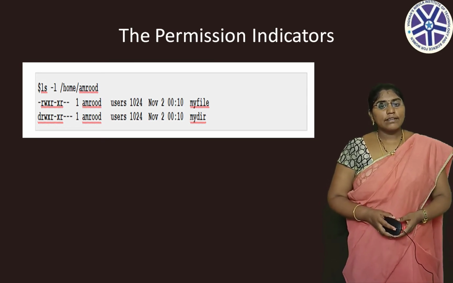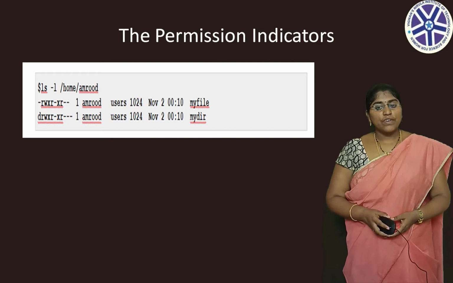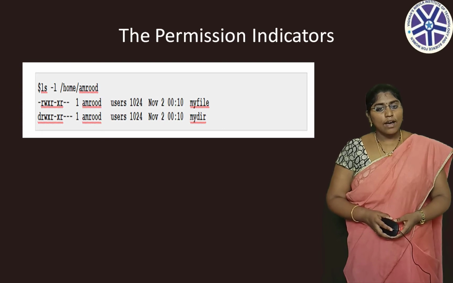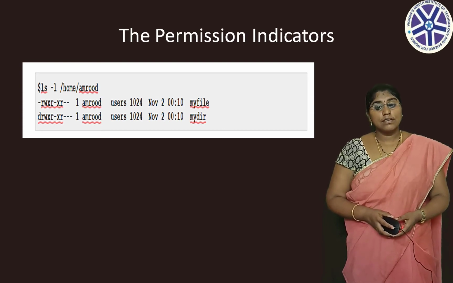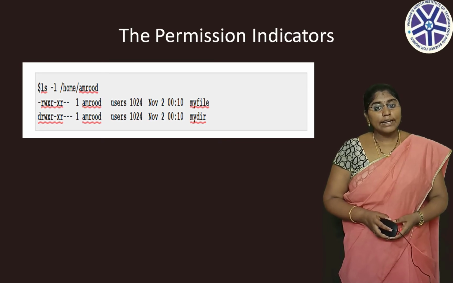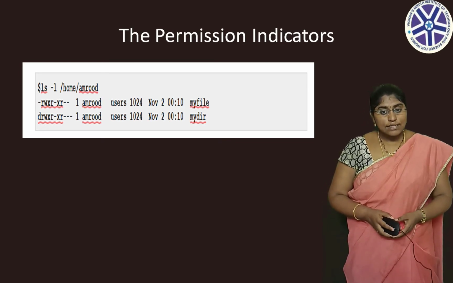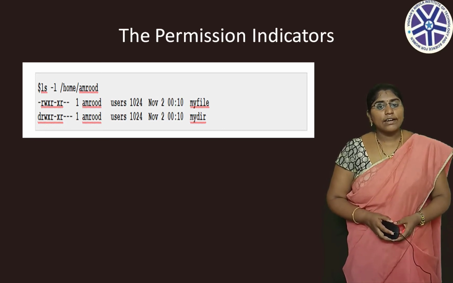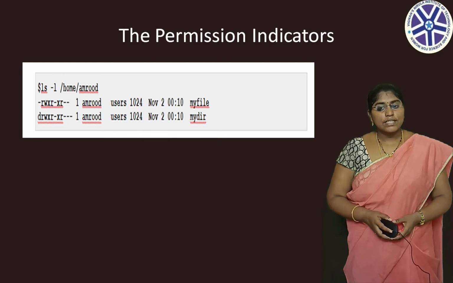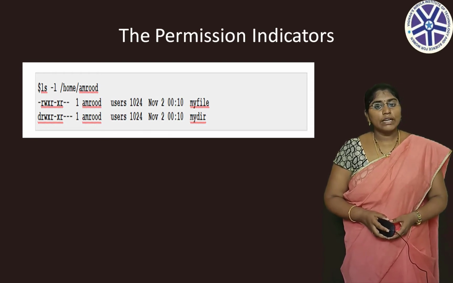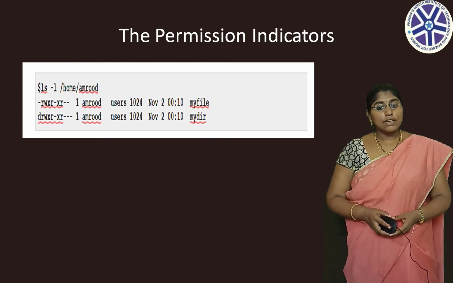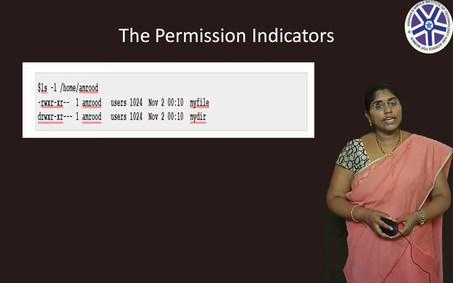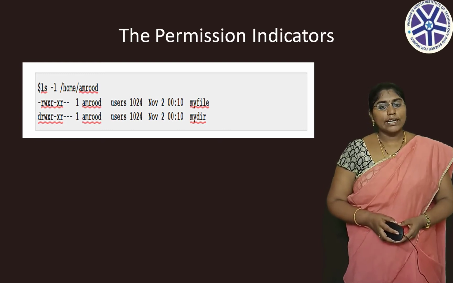The second group of 3 characters consists of the permissions of the group to which the file belongs. For example, r-x represents that the group has read and execute permissions but no write permission. The last group of 3 characters represents everyone else. For example, r-- represents that there is only read permission. Here we can take only read permission, and we cannot take write and execute permissions.